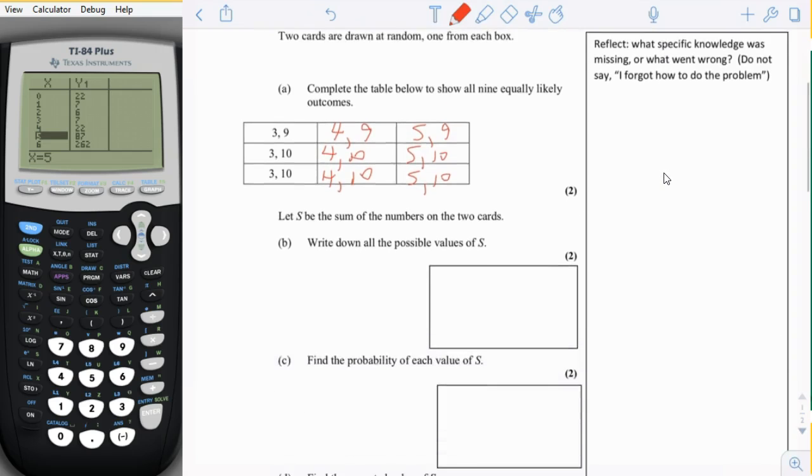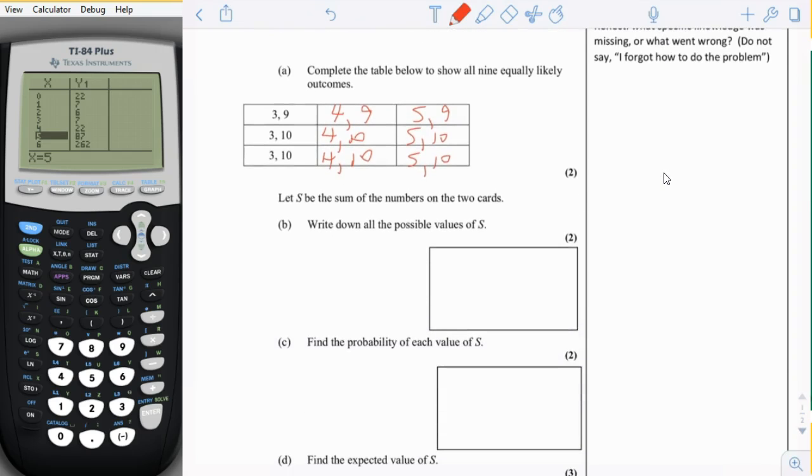Okay. Let S be the sum of all the numbers on the 2 cards. So write down all the possible values of S. Okay, so we're going to do the same thing here. We're going to divide this box into 9. And then some of these are going to be repeated, but we're going to do 12, 13, 13, because we did 3 plus 9, 3 plus 10, and 3 plus 10. We're going to do the same thing with 4 plus 9, 4 plus 10, and 4 plus 10. And then we're going to do 5 plus 9, 5 plus 10, 5 plus 10. Okay? Find the probability of each value of S.